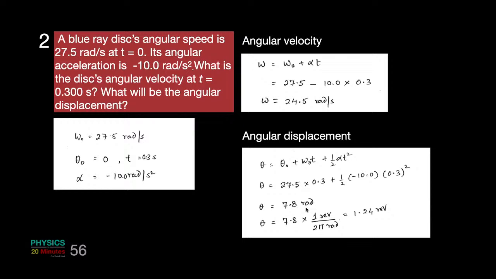Sometimes it might be asked how many revolutions it has finished in that particular angular displacement. You can see that in one revolution, a rotating body finishes 2 pi radian of rotation. So in 7.8 radian of rotation, it will be 7.8 multiplied by 1 upon 2 pi, and that will give you 1.24 revolutions. So this is the second conversion that I am discussing with you in today's class.